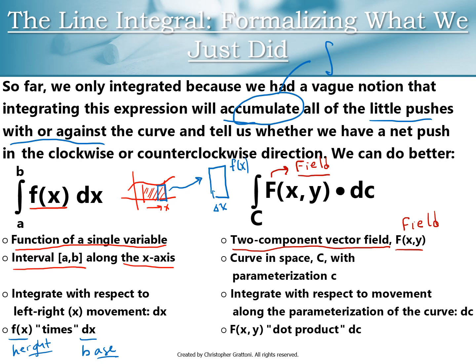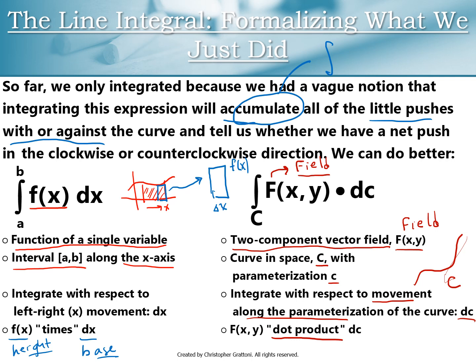Now we have a curve in space, capital C, that has some parameterization, lowercase c. And the idea here is that we're going to integrate with respect to movement along our parameterization, kind of like a dC, right? Moving along some parameterization of some curve C. And instead of multiplying right here, we have our dot product, field dot tangent, F dot dC. So that's kind of the correspondence between last year's material and this year's material.